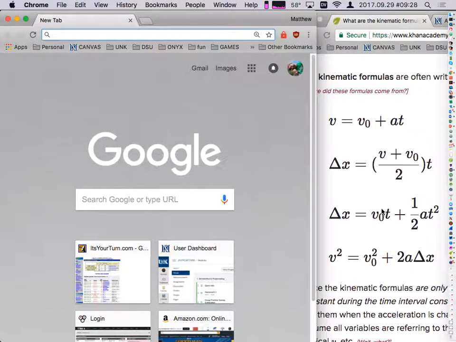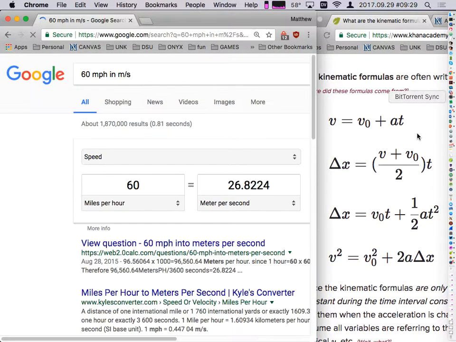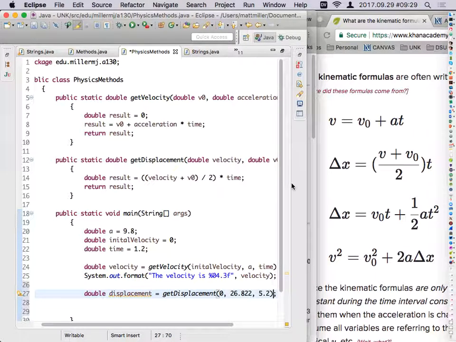We could also be lazy. 60 miles per hour in meters per second. Let's see if we did it right. There we go. We did. Is that what you Googled or oh, you did. So we did our conversions right. All right. All right. All right. Ah, that's great.